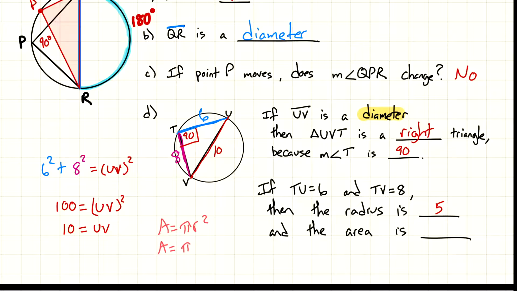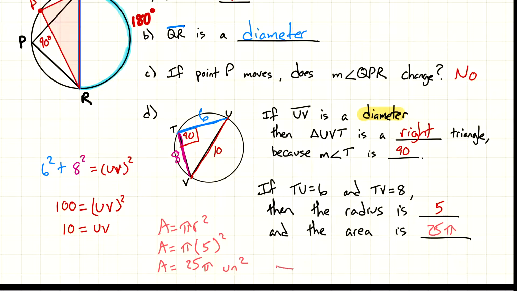So this is going to be pi times radius squared. Radius we said was 5. So that means we're going to end up with 25 pi. Units squared, right? There's no units given here, so we'll just say units squared. So this is 25 pi.